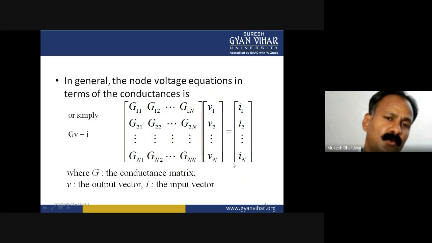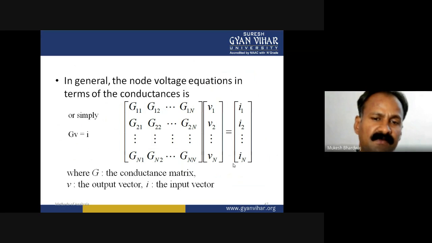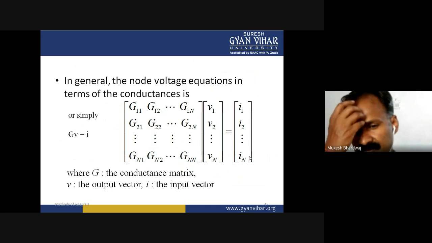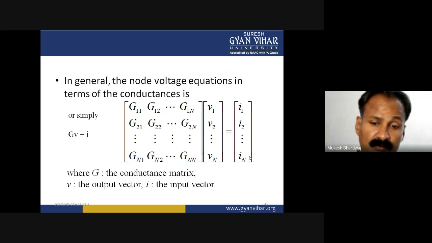In general, the node voltage equations in terms of conductance are like this, or simply Gv equals I, where G is the conductance matrix, V is the output vector, and I is the input vector.